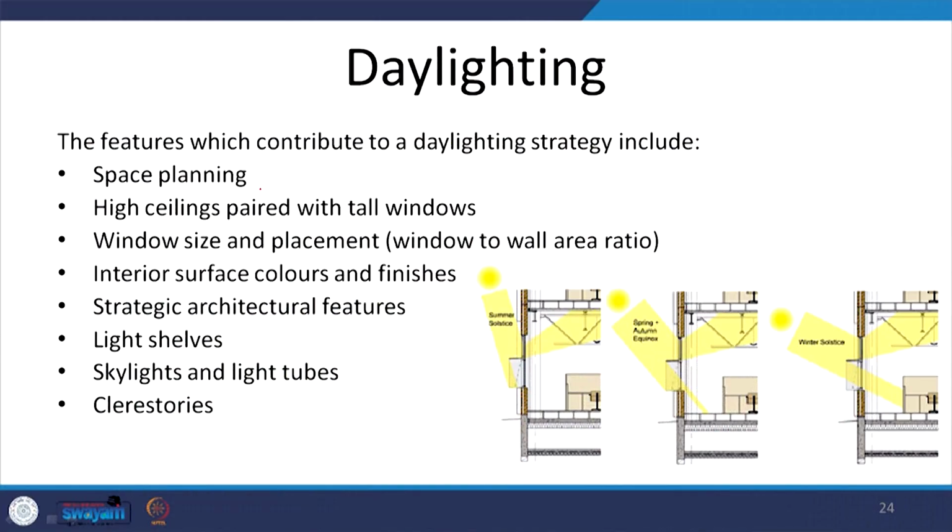For daylighting, we have to look at how the space is planned. We have to look at high ceilings when they are paired with tall windows. In such case, looking at light shelves, skylights and light tubes. Skylights are often very good means of bringing in daylight to deeper areas. Clear stories in factories and a lot of industrial buildings, we find a lot of clear stories being used. And here, when we are talking about daylighting, we look at the interior surface colors and finishes, and some of the strategic architectural features such as planting deciduous vegetation.